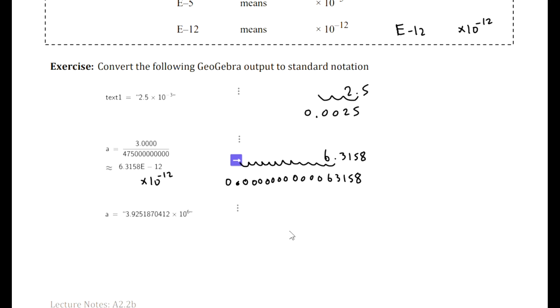In the last example, we have times 10 to the 6th, so that means we have a relatively large number. So we're going to take our 3.9251870412, and we're going to move it 6 places to the right, because 3.92 is much smaller than 3.92 times 10 to the 6th. So to make it into standard form, we're going to go 1, 2, 3, 4, 5, 6. So we have 3925187.0412 in standard form.